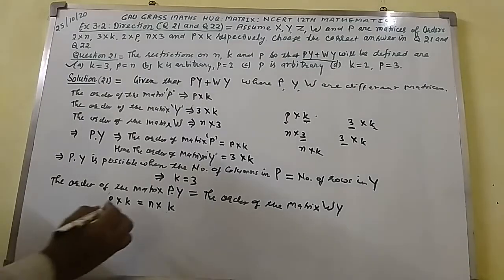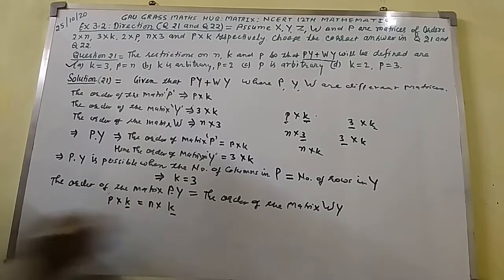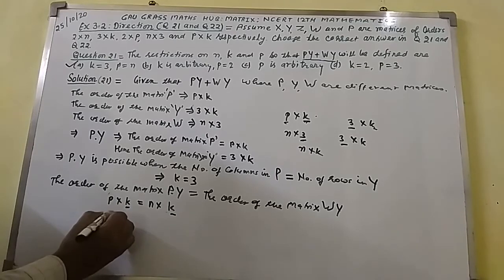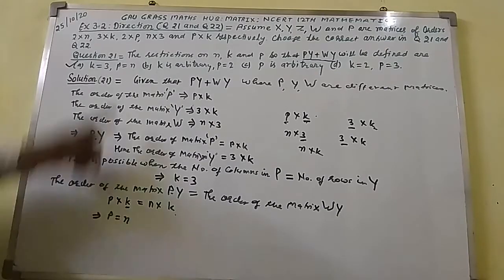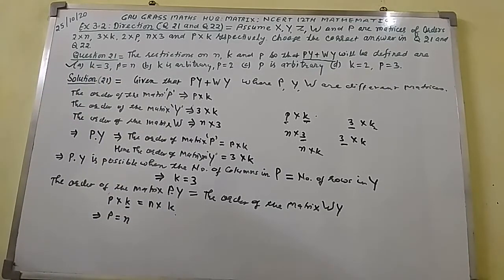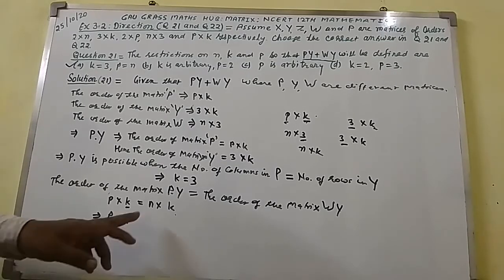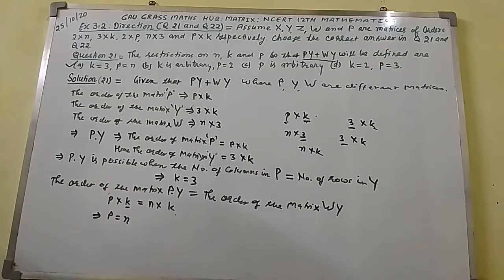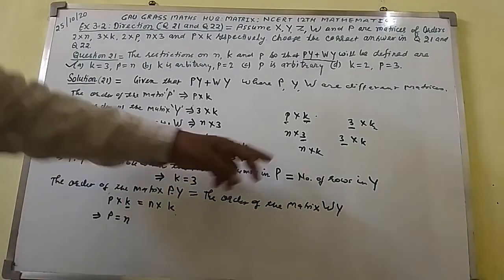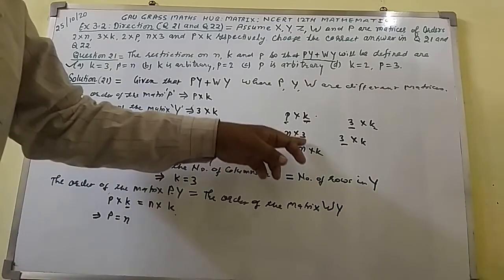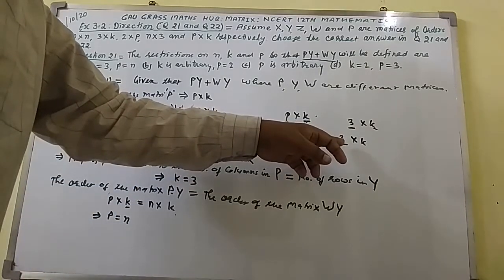On this basis, here you can see this is the second position, this is the second position. But here, implying that, you can write P equal to N. This means that P equal to N, this option A is correct here. Because the order of the matrix Wi will be N equal to K. Because the order of the matrix W is N equal to 3, and the order of the matrix Y equal to 3 into K. The number of columns of the matrix W equal to the number of rows in matrix Y.